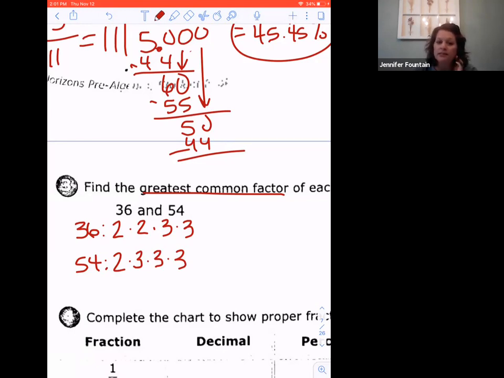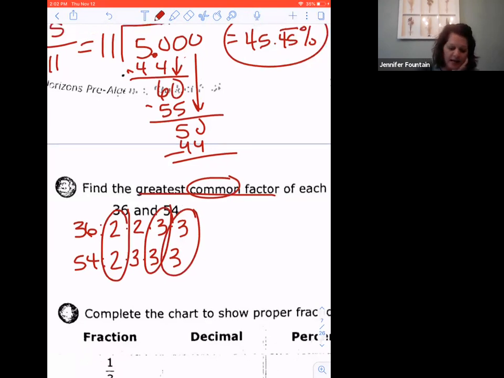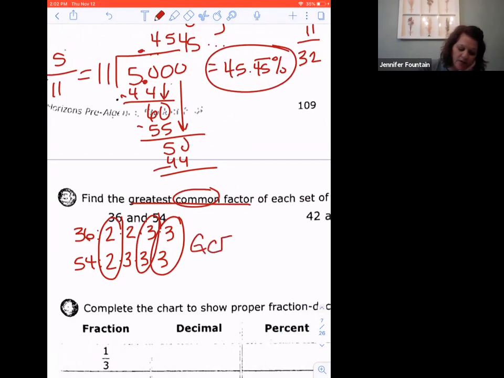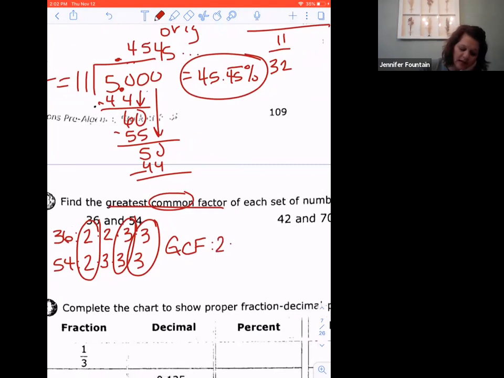This is the point where I look to see what they have in common, okay? So this is where I look and I say, hey, I've got a 2 in common, and I've got a 3 in common, and I've got another 3 in common. Okay, so if I'm finding the greatest common factor, I have a 2 and a 3 and a 3, and I multiply those together. 2 times 3 is 6, and 6 times 3 is 18. Okay, so the greatest common factor is 18.